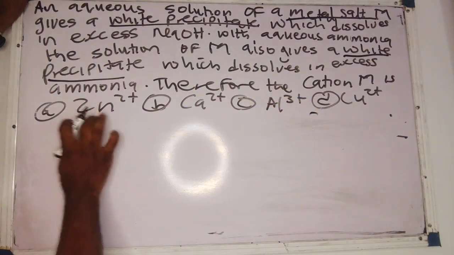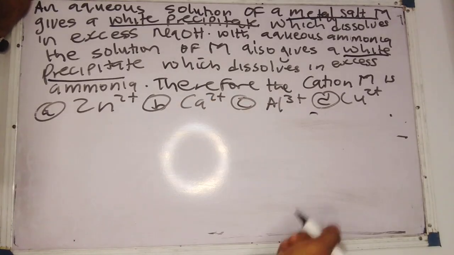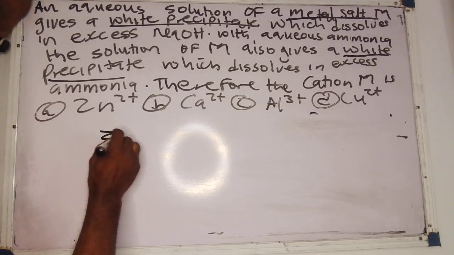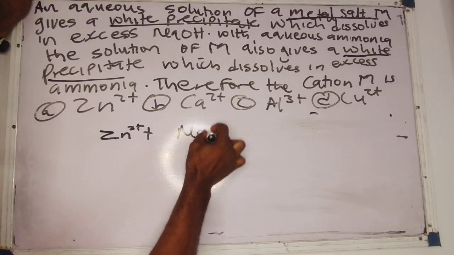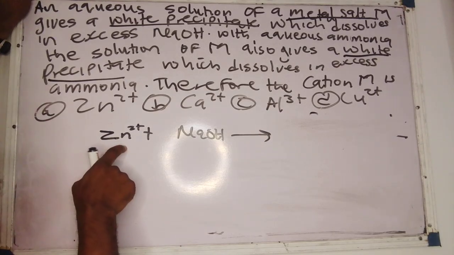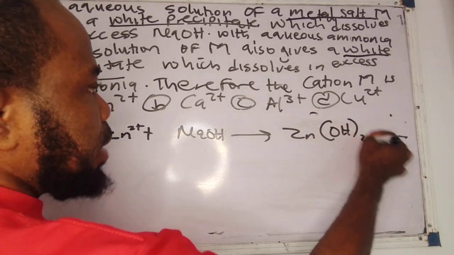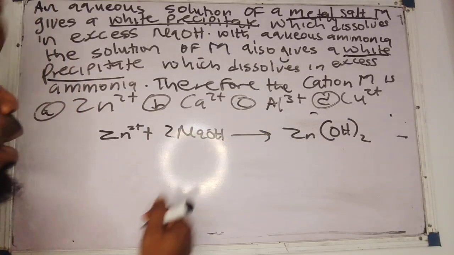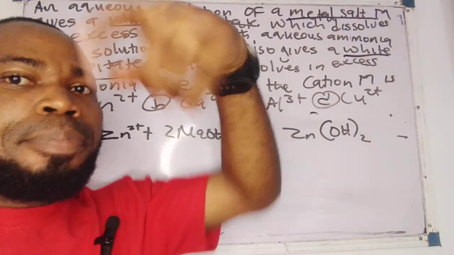First of all, zinc: when you react zinc ions with sodium hydroxide, it forms a white precipitate. What is the white precipitate? Here is the reaction: zinc ion plus sodium hydroxide. It is going to form zinc hydroxide. This zinc hydroxide here is the white precipitate.